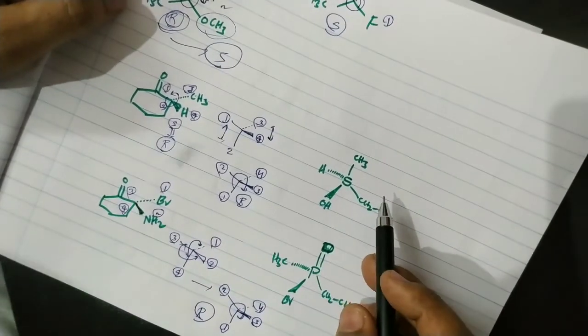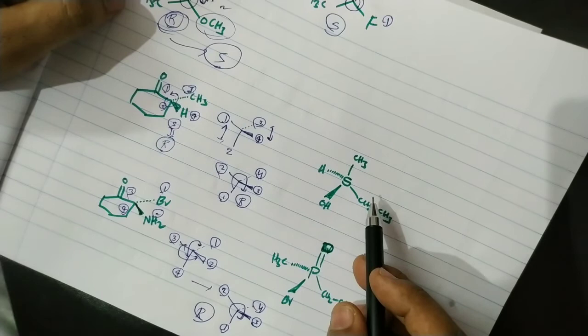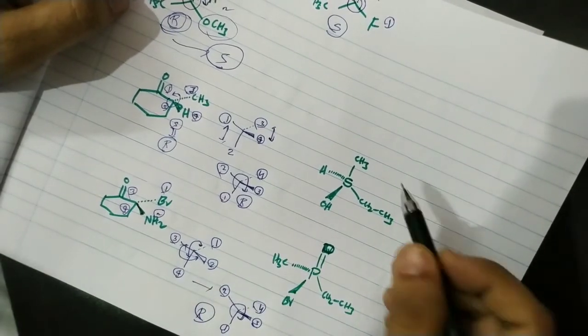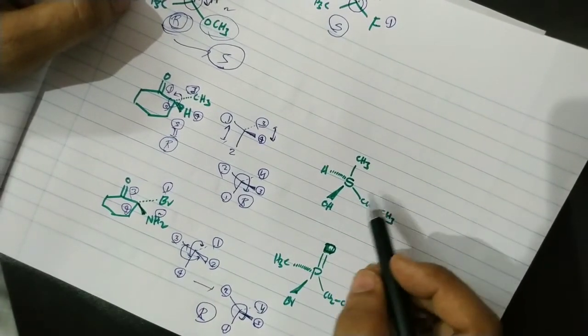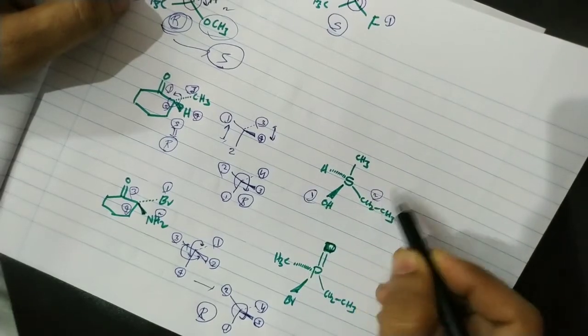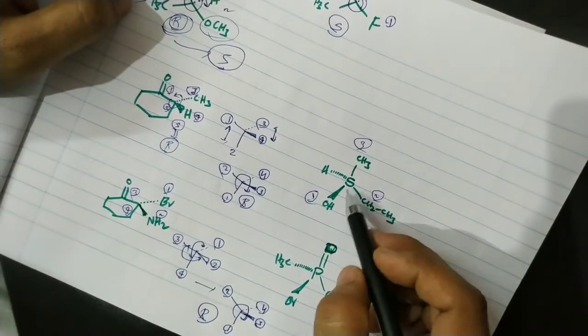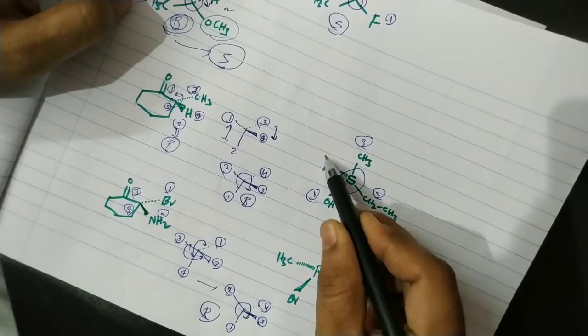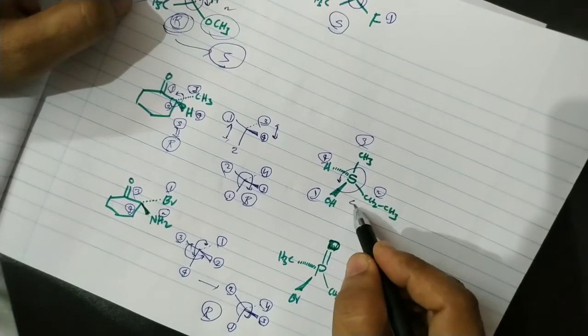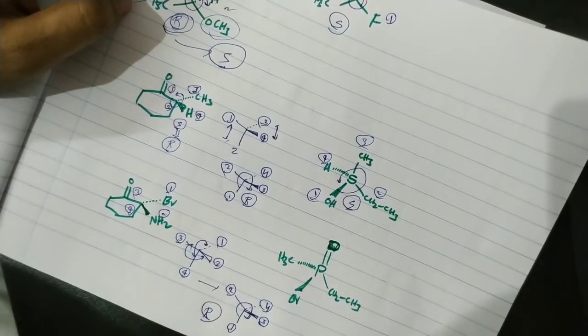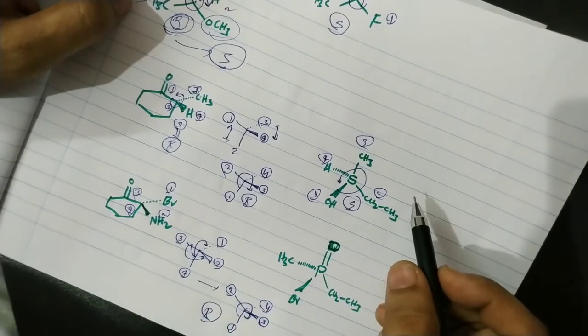So next, we can give the configuration for these molecules also. Here in this case sulfur is a chiral center, so here first priority, this one second priority, this one third priority. So here 1 2 3, the fourth priority group is below the plane, so take the arrow, S configuration. The sulfur is a chiral center like carbon here.